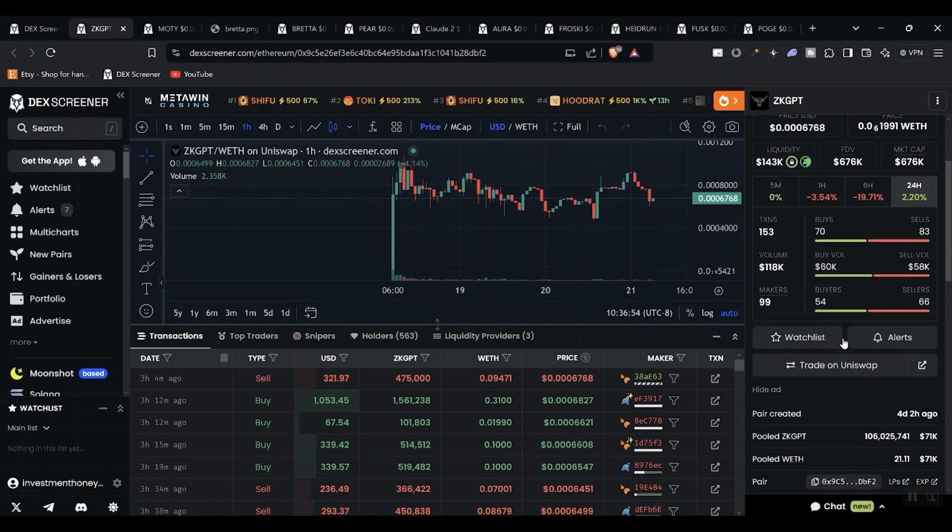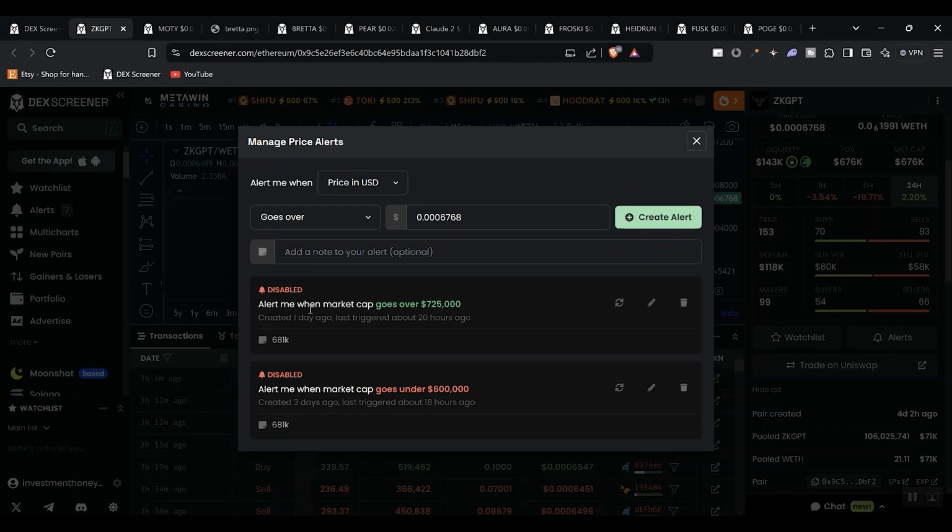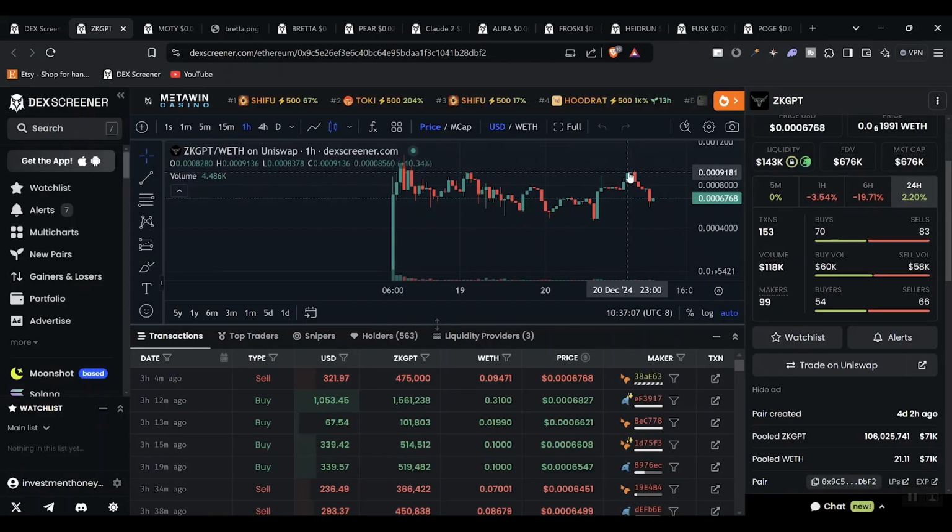But with that being said, let's take a look at the alerts, and we can see we got two here. They're both disabled. So obviously at one point this went under 600, and at one point this went over 725. So right now we're looking at 676. Now, looking here, this is since the last time we spoke, which is yesterday's video. It did touch over 900.